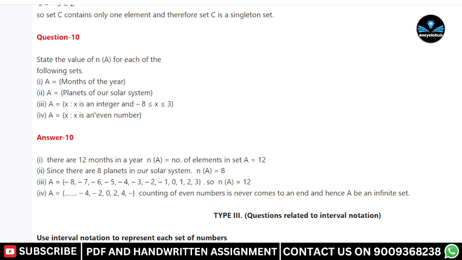And now the next set is even numbers, so we can say there are no countable numbers, because it is saying that this is an even number. So how can we say that this is countable? We will go up to minus infinity and up to infinity, so it is called an infinite set. This is the answer to this question.